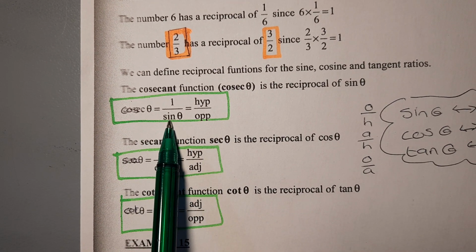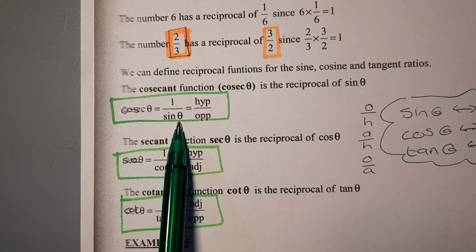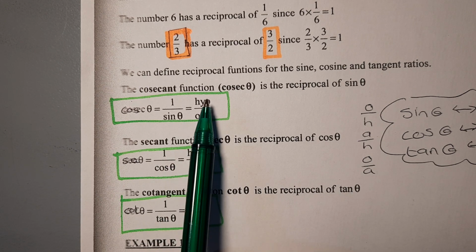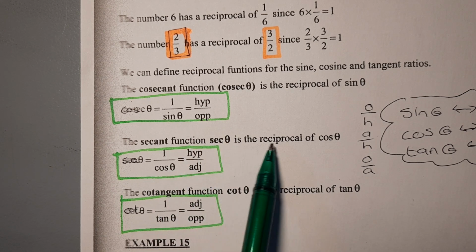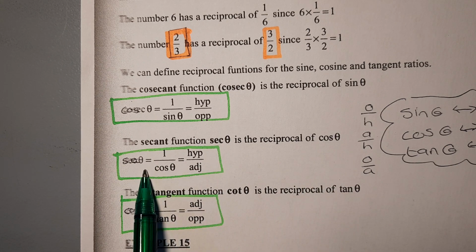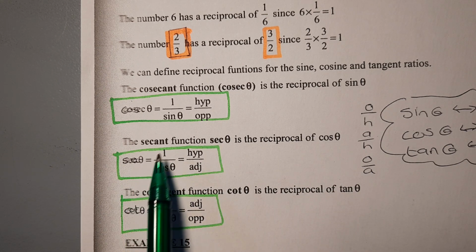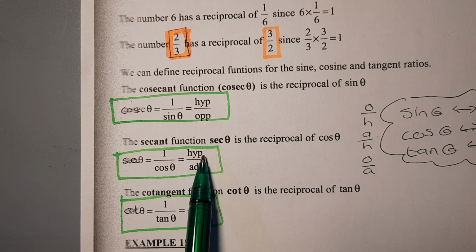The reciprocal of sine theta is cosec. So cosec theta is 1 over sine. And if sine theta is opposite over hypotenuse, the inverse of that will be hypotenuse over opposite. The reciprocal of cos theta is sec. So sec theta will be 1 over cos, and if cos is adjacent over hypotenuse, sec will be the hypotenuse over the adjacent.